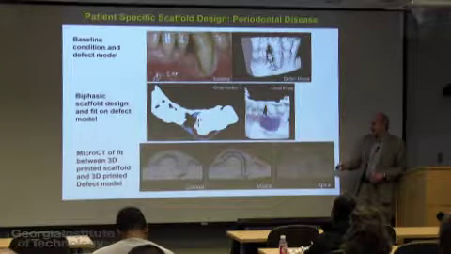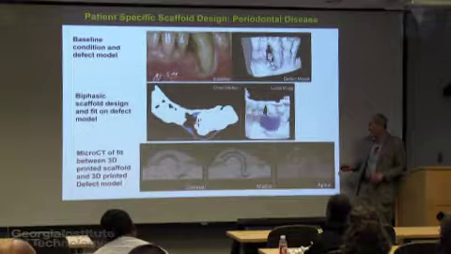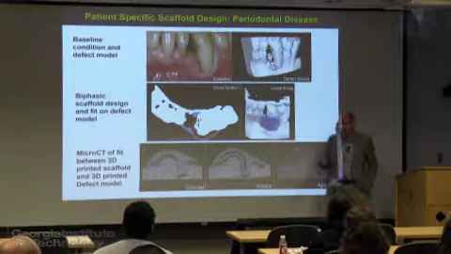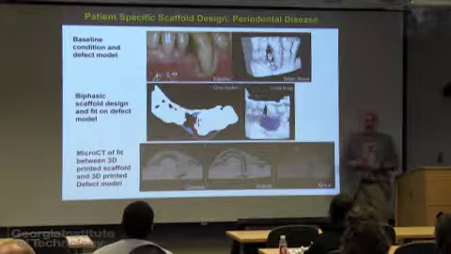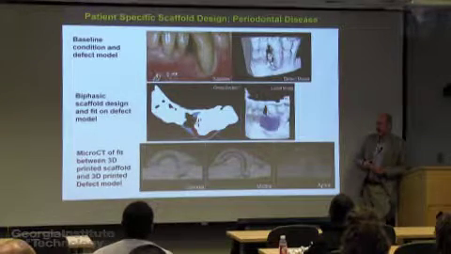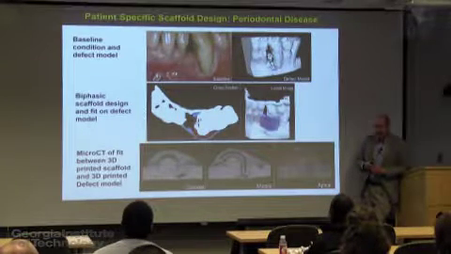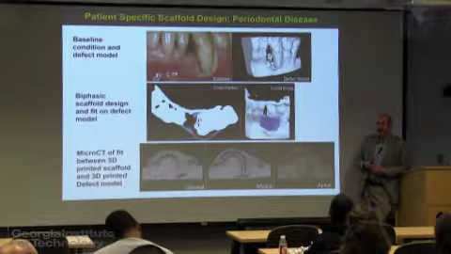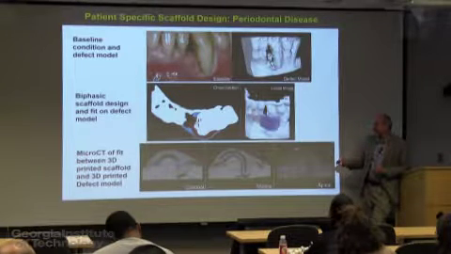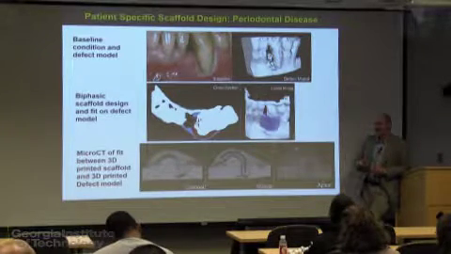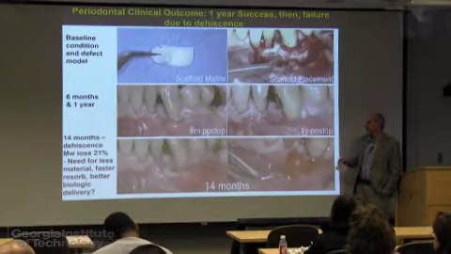We print actually a phantom of the patient's model and the scaffold, and we show that we can get good fit of the scaffold onto the phantom. And in this case, we were just delivering PDGF, or platelet-derived growth factor, from the scaffold. I think we've had much better success in the rat model of delivering periodontal ligament cells in the PDL region, and then transduced gingival fibroblasts to make bone in this outer region. But obviously, those are difficult from a regulatory standpoint to get into clinical use.